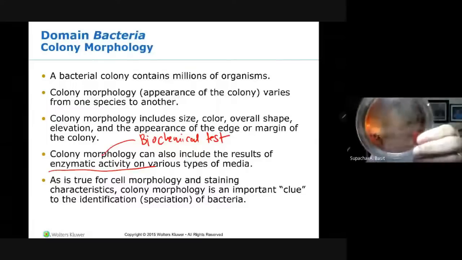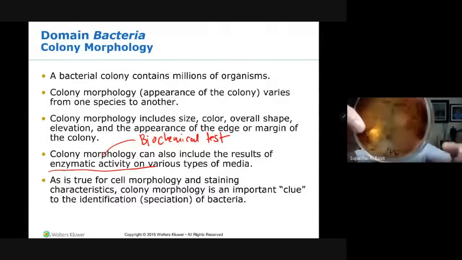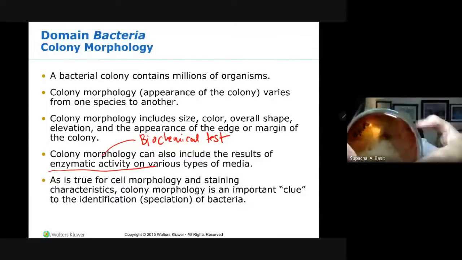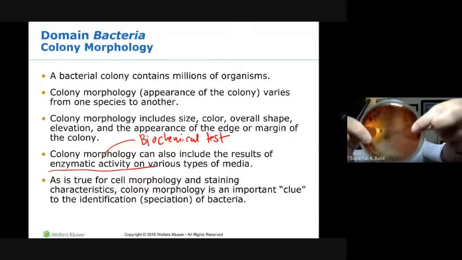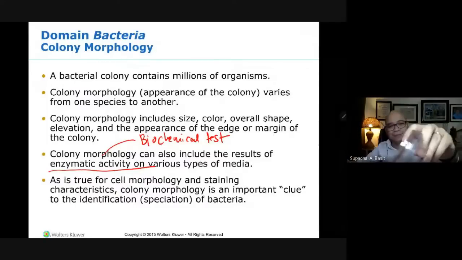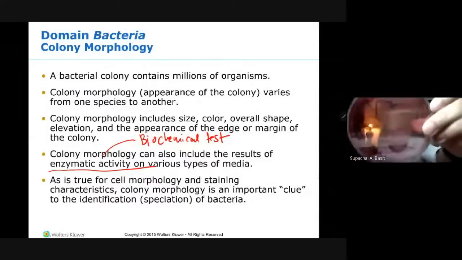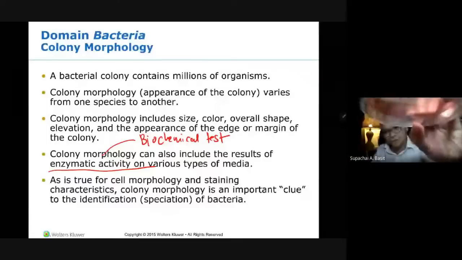This is how the bacteria look. So you have a culture of bacteria. There are millions of colonies, and each colony will contain millions of bacteria. Here we have another example of E. coli growing in MacConkey agar. And so I hope you can see them.